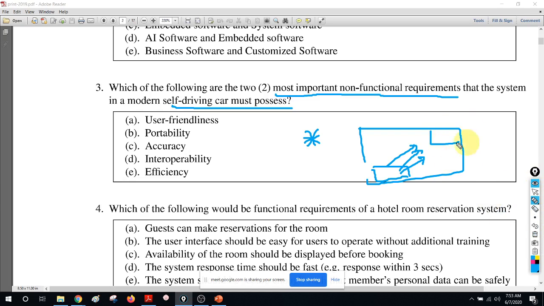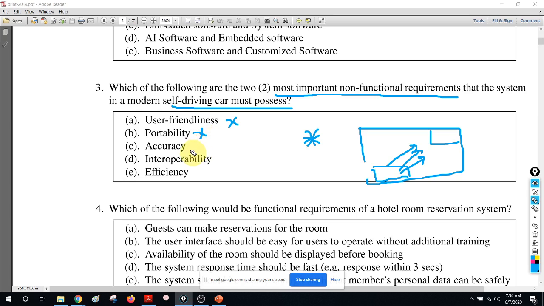I don't know whether a self-driving car is also going to face that kind of situation, right? But anyway, I don't think that user friendliness is a really big issue. Let's see. Portability, do we want to port our self-driving car? I don't think so, because I don't think I want to port it to another operating system or whatever. I don't think that's a very big issue.